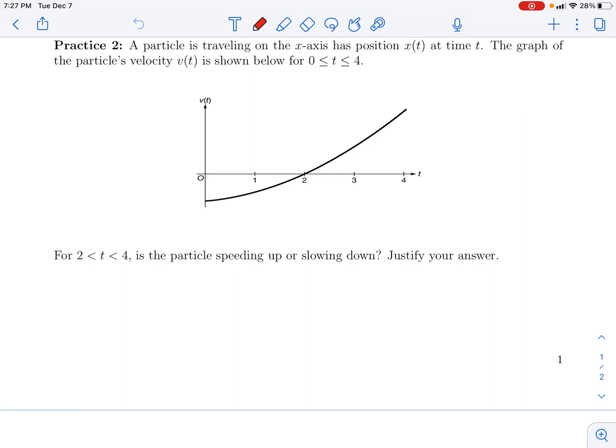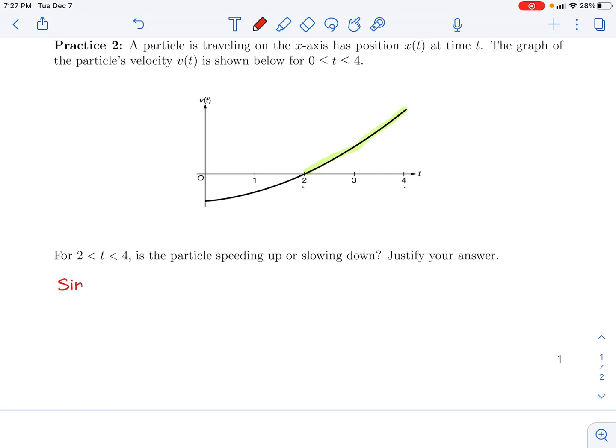And justify your answer. So the first thing I want to do is look at my interval from 2 to 4, right? So looking between these 2 points at the graph, are my output values positive? So hopefully you are saying yes, right? Because this entire graph here is above the t-axis, from 2 to 4. So I would say that the velocity function is positive from 2 to 4.